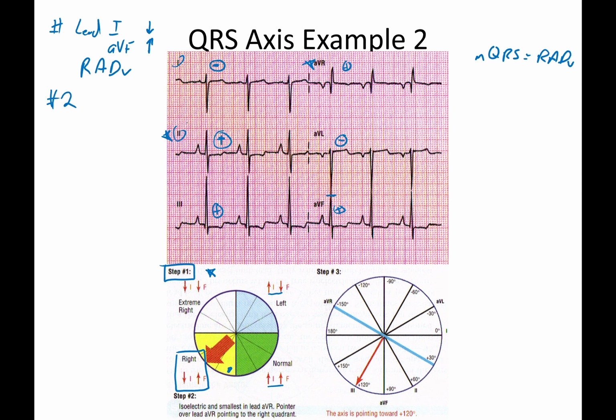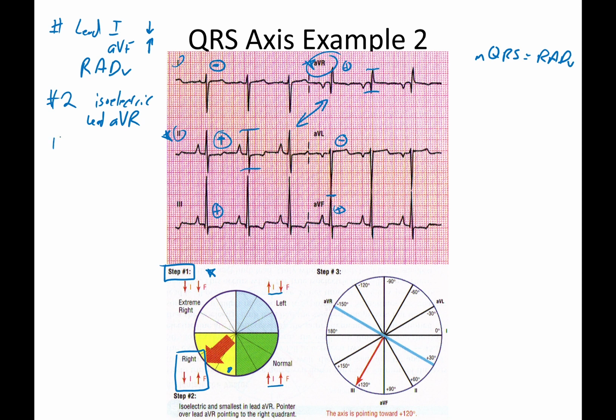So we've got our AVR versus 2 lead, and we have to decide which one of those is the most isoelectric of the two. And the honest answer is AVR, because it has less energy, less amplitude compared to the 2 lead. So AVR.